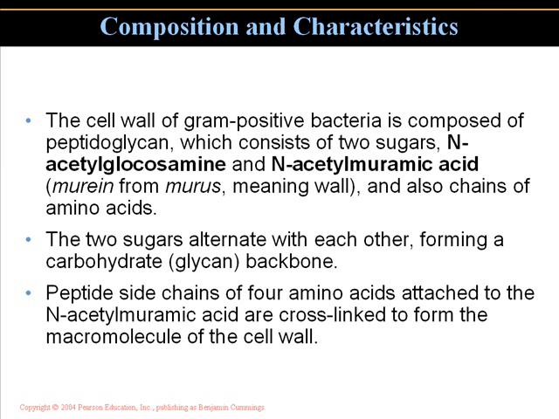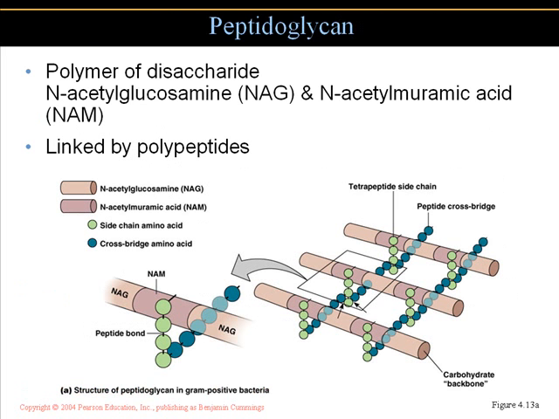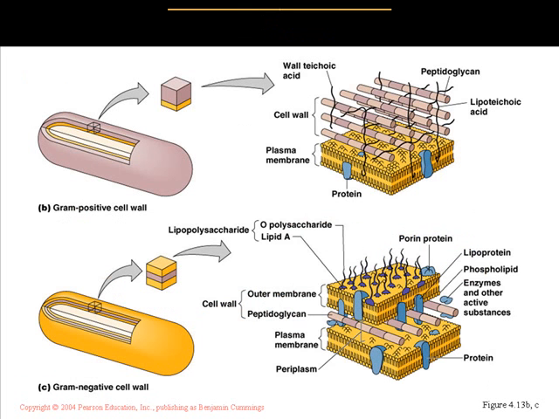The two sugars alternate with each other, forming a carbohydrate backbone. Peptide side chains of four amino acids attached to the N-acetylmuramic acid are cross-linked to form the macromolecule of the cell wall. This illustration is out of your book, demonstrating the polymer of disaccharide, the N-acetylglucosamine and the N-acetylmuramic acid, linked by polypeptides. This again looks at the cell wall of a gram-positive cell.